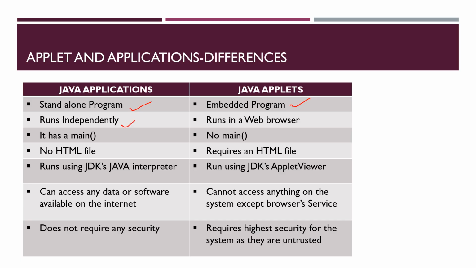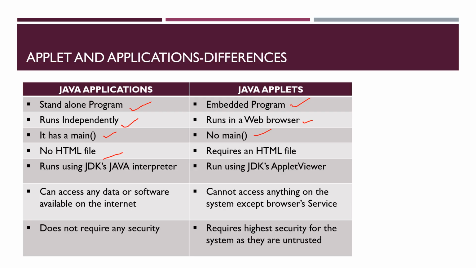Standalone applications run independently. It means there is no need for a browser. In the case of applets, they require HTML to be displayed in the web browser. And a Java application has a main method because the execution starts from the main method. But in applets, there is no main method. Instead, they rely on lifecycle methods like init, start, stop, destroy. For a Java application, no HTML file is required because it runs directly as a class or jar file.